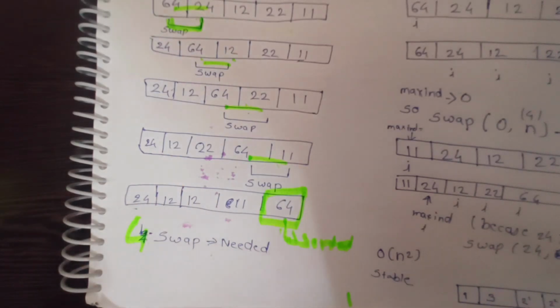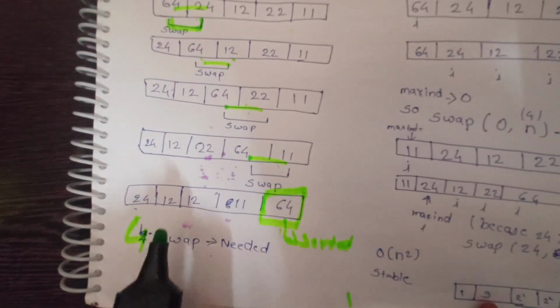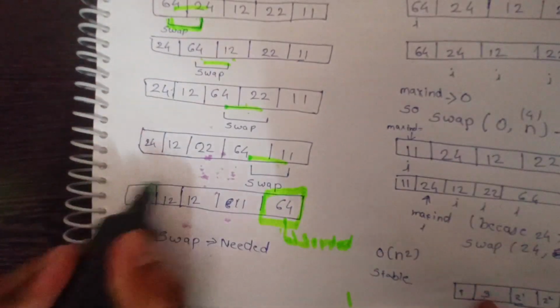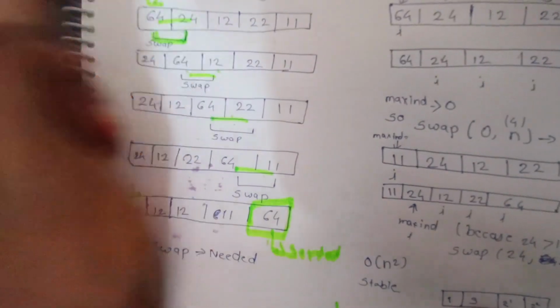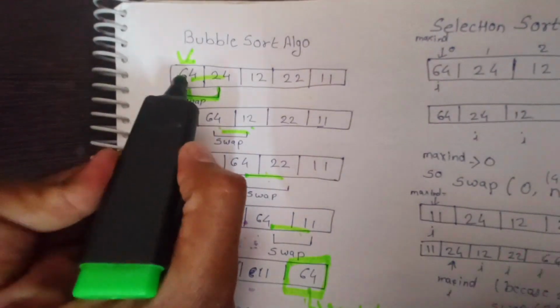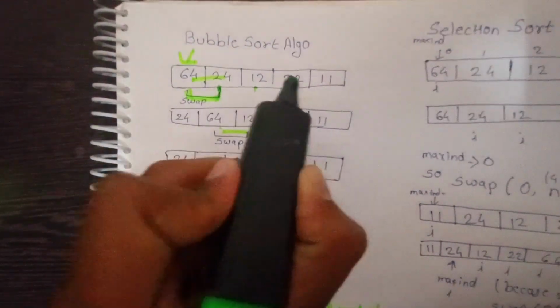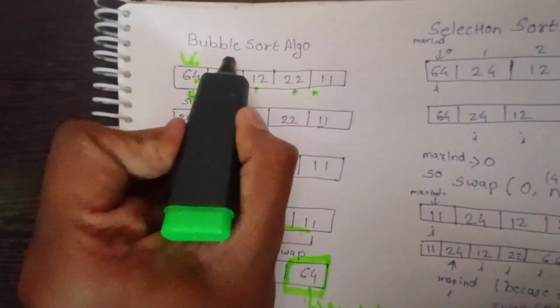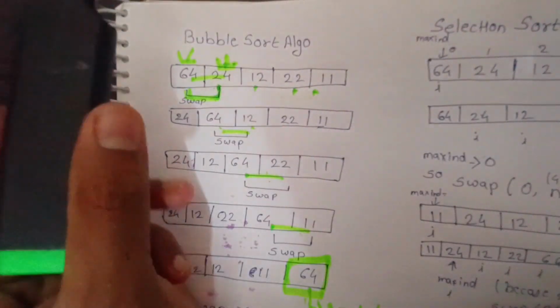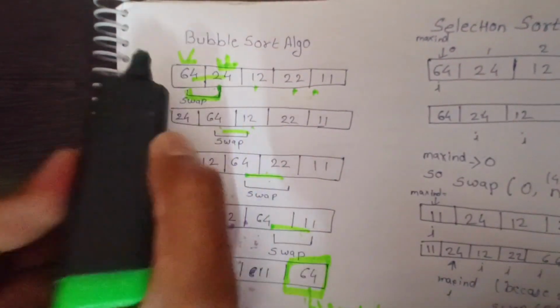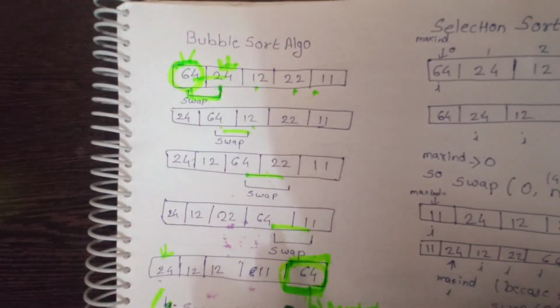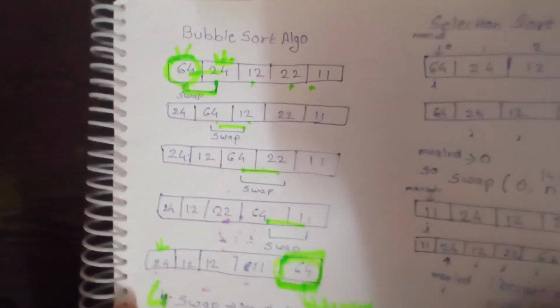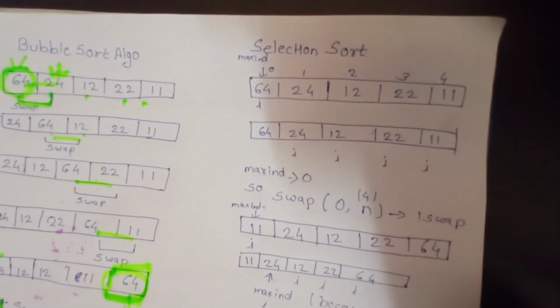Looking at this, you might not have got an idea of what the issue is. We are swapping multiple things. Can't we do it like this: we take 64 as a reference and check each and every element. If it is greater, then that would be the greater element. First of all, find the greater element in the array and then swap it to the last position. The answer is yes. Selection sort comes into place.